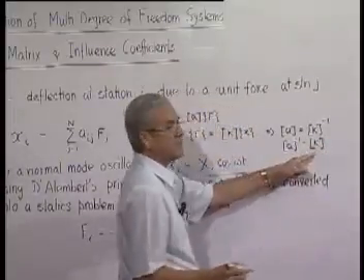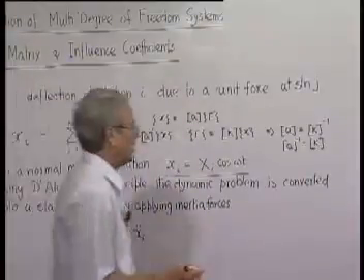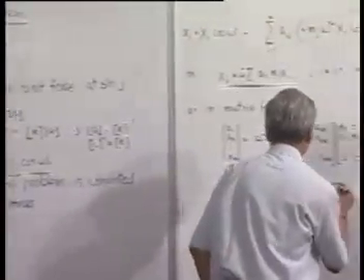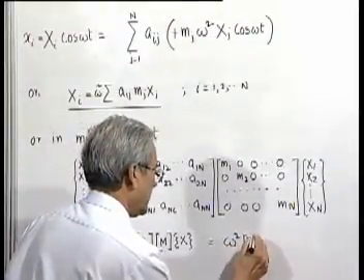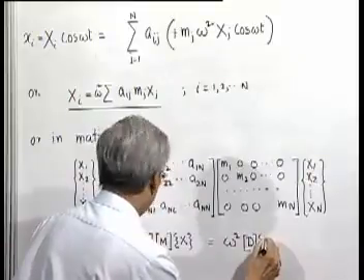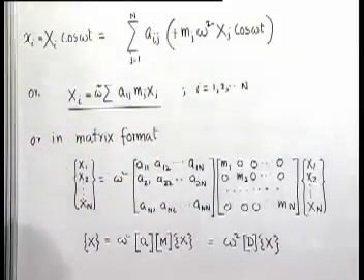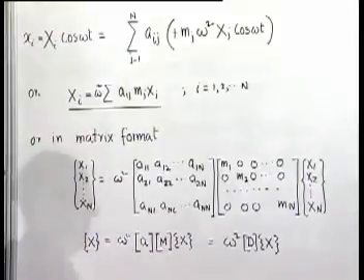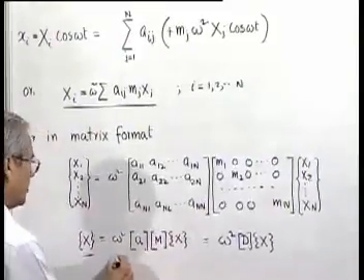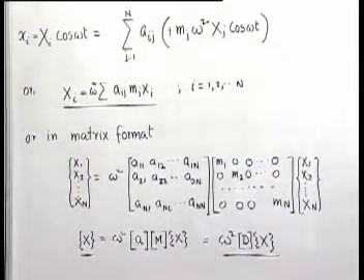This is the stiffness matrix, its inverse is the flexibility matrix. We write this as omega square D, where D is another form of dynamic matrix. There is no need to give a name, but it is nothing but A into M. So this equation we have to solve by iteration technique.